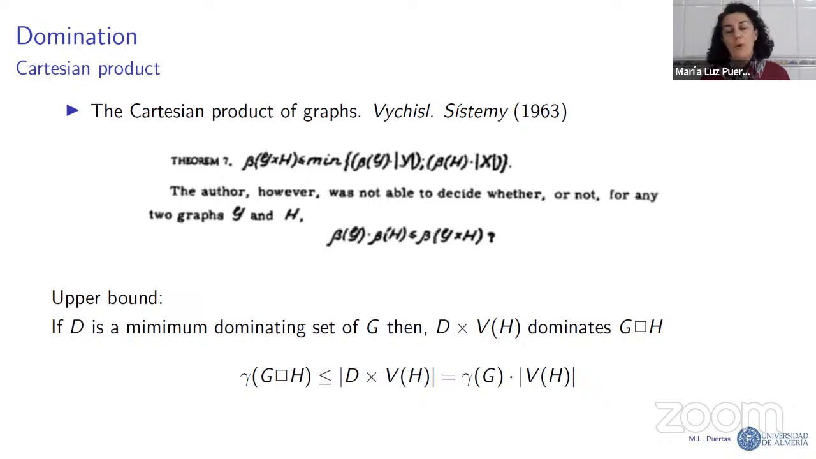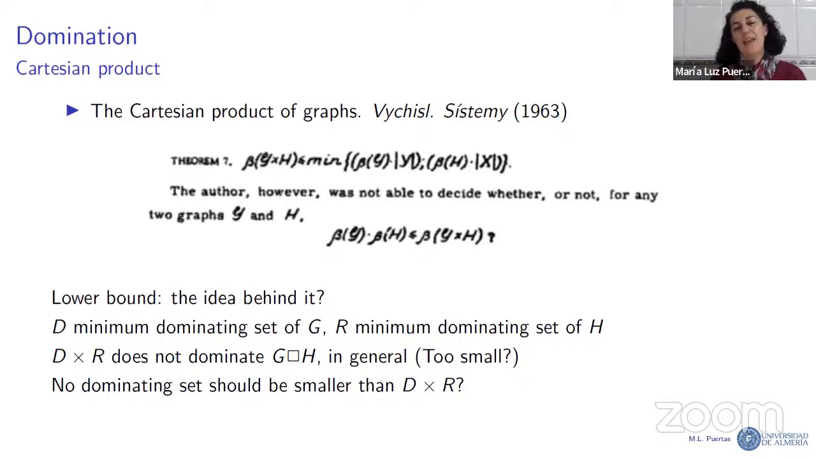However, for the lower bound, I'm trying to guess what Vizing was thinking about. Something like that, maybe. What's the idea behind this question? Well, if you take a minimum dominating set of G, let's say D, and a minimum dominating set of H, let's say R, the Cartesian product D times R in general is not a dominating set of the Cartesian product graph. What happens here is that in general it's a very, very small set. It's too small to be a dominating set. So maybe he thought, okay, because this set is very small, maybe you cannot do it.